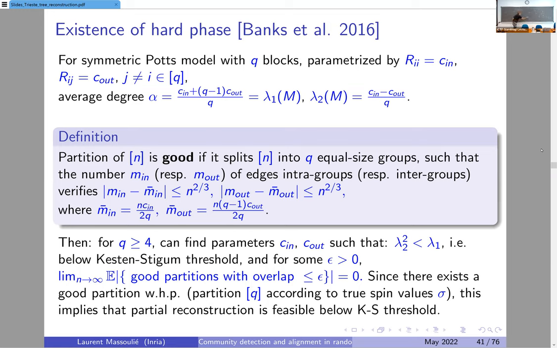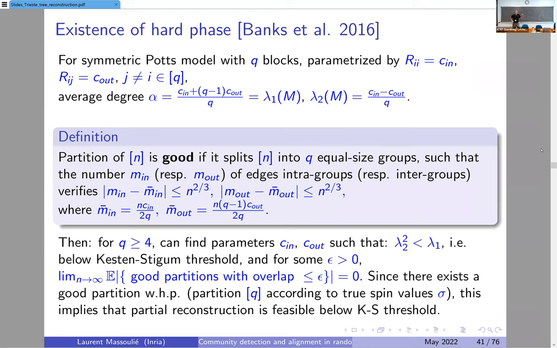We want to prove that the probability that there exists a partition of n that is good and that achieves overlap less than some epsilon, then we'll upper bound this by the expectation of the number of partitions that meet these two conditions, that are both good and have epsilon at most overlap.